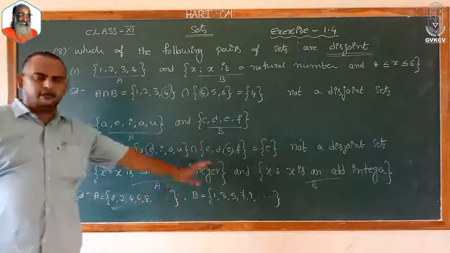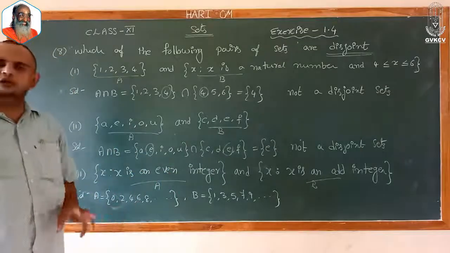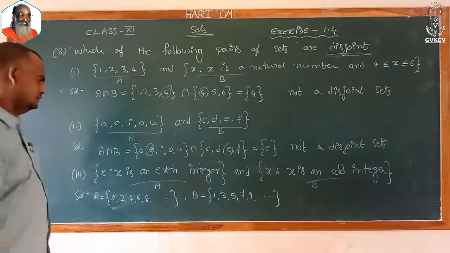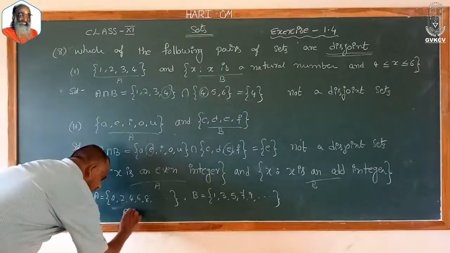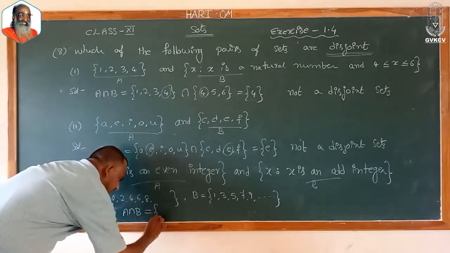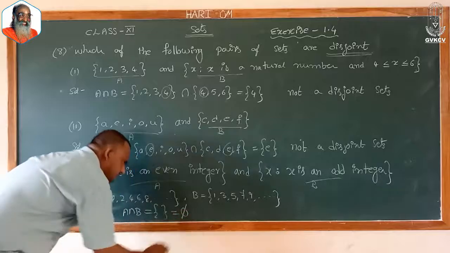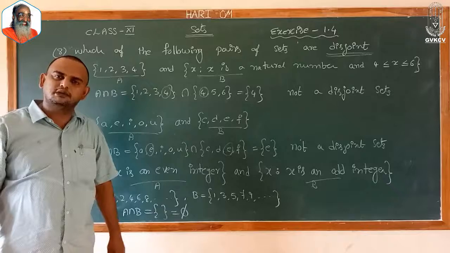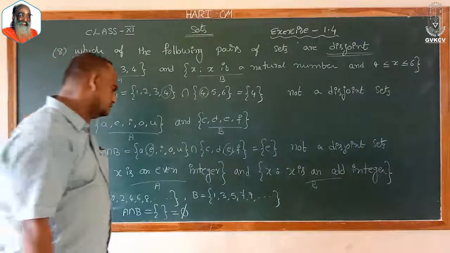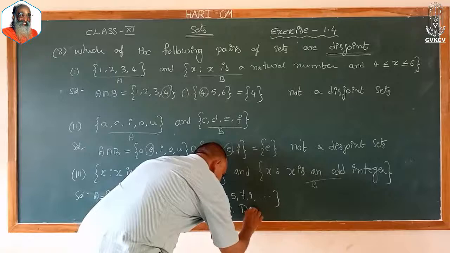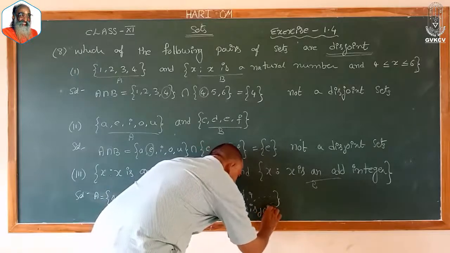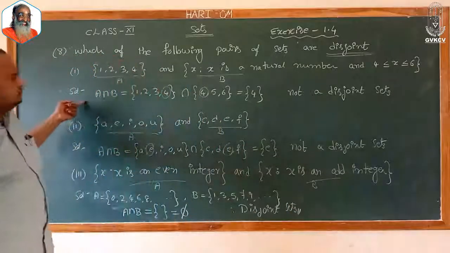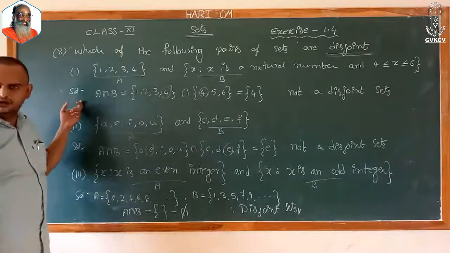Even numbers and odd numbers are two different sets. We can't find any common elements. So when we find A intersection B, definitely my answer is the empty set, that is nothing but phi. When the intersection is phi, then the sets are called disjoint sets. So the sets are disjoint sets. So in the first problem the sets are not disjoint sets.